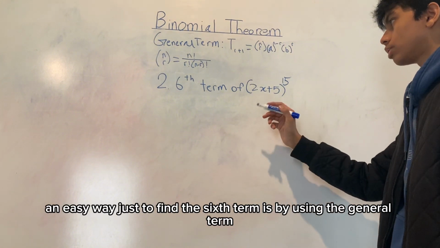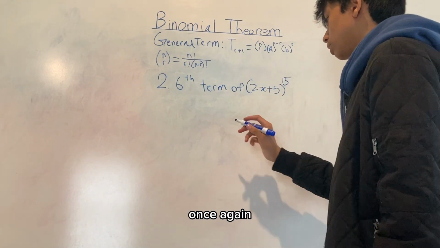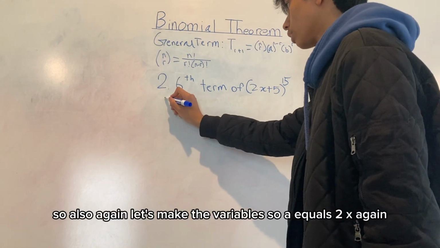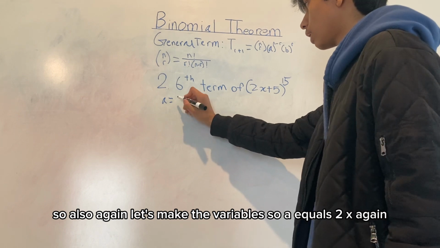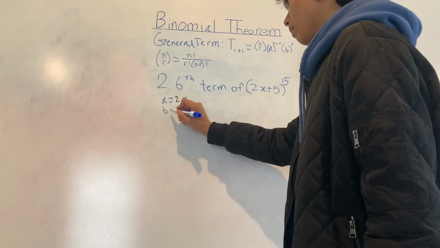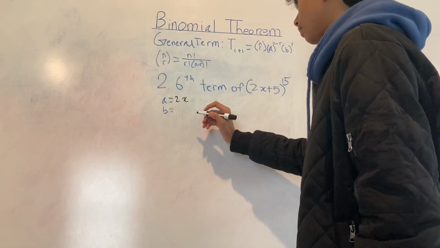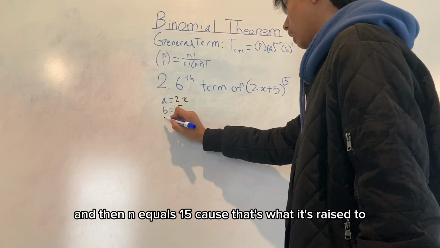So an easy way to find the sixth term is by using the general term once again. Again, let's make the variables. So a equals 2x, b equals 5, and n equals 15, because that's what it's raised to.